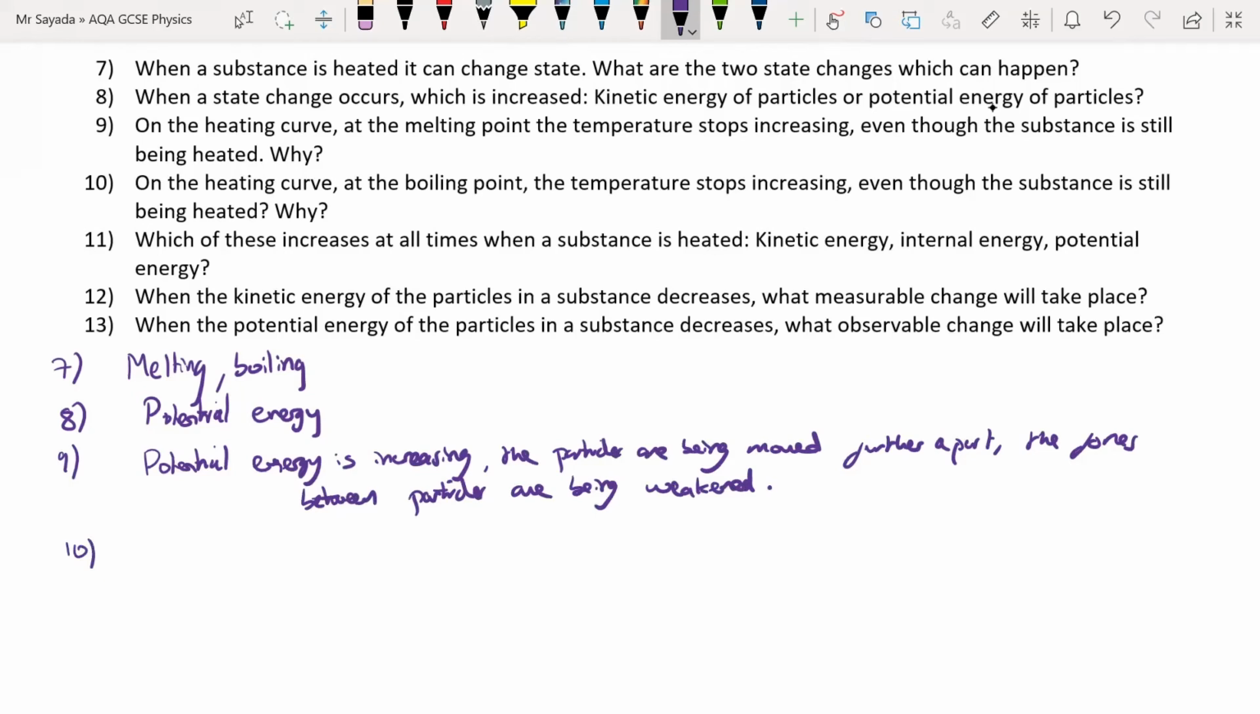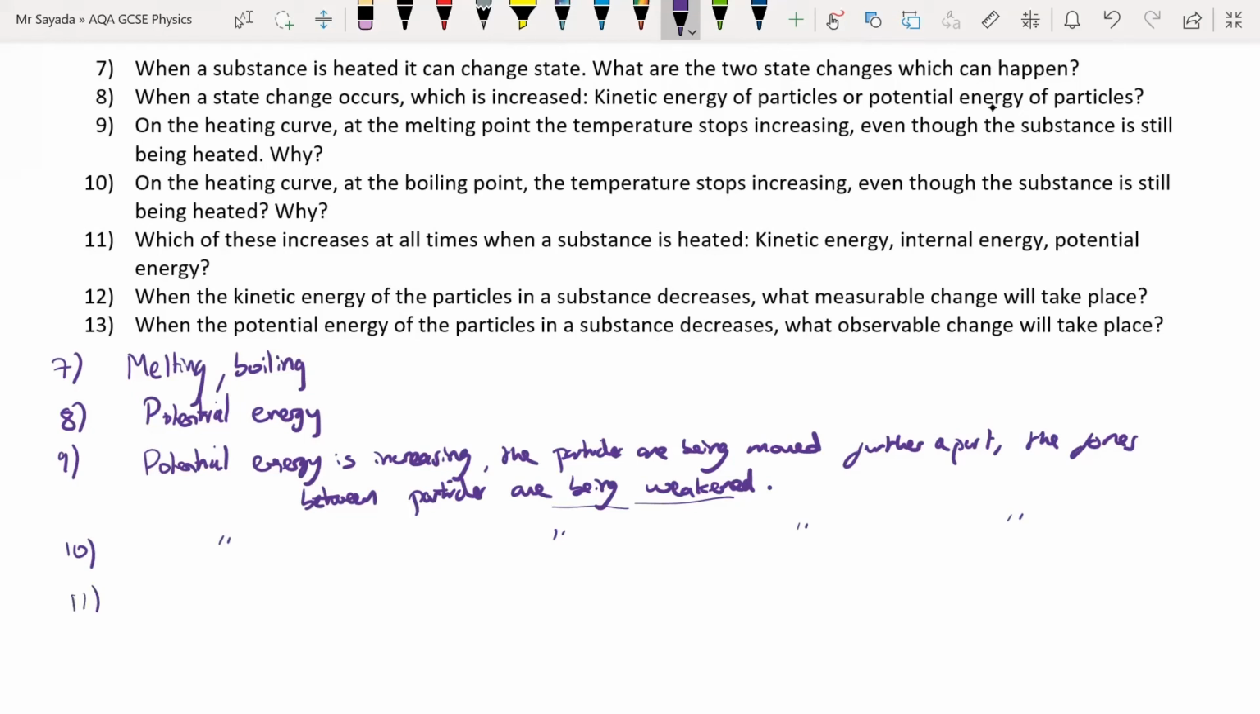At the boiling point, the temperature stops increasing even though the substance is still being heated. So that's going to be exactly the same as the answer to question 9, except rather than saying the forces between particles are being weakened, you'd say the forces between the particles are being broken, because in the gas form, there's no forces anymore between the particles.